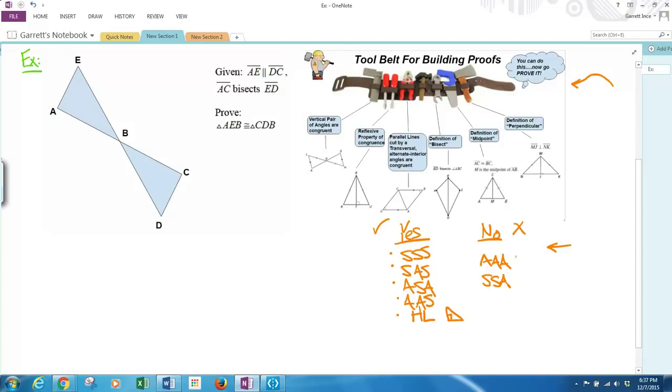A couple that you are not allowed to use, so please do not try to use these as any sort of justification, is angle, angle, angle. That's just not going to work. Or side, side, angle. Not going to cut it. All right, let's get to it.